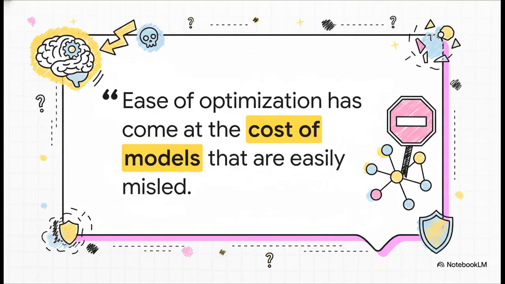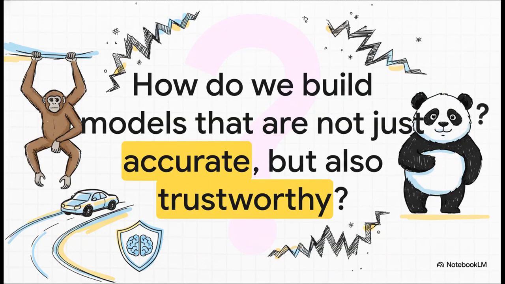The authors of the paper put it perfectly. They said, ease of optimization has come at the cost of models that are easily misled. In our rush to make things easy for our computers, we've accidentally made things easy for our adversaries too. And that really leaves us with a huge question for the future of AI. As we build ever more powerful systems, how do we design them to be not just accurate, but actually trustworthy? It's not enough for an AI to be right most of the time, especially if we're going to put it in a self-driving car or use it to diagnose diseases. It has to be robust, it has to be safe, and this whole panda becoming a gibbon thing is a pretty stark reminder that we still have a long way to go.